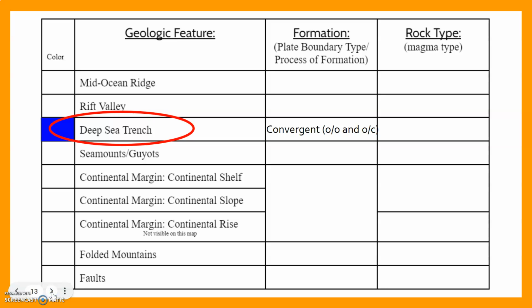Okay, so on the back of the big paper, there is a key. I want you to follow my color coding. So we're going to start with deep sea trenches. They're going to be blue. And then the type of boundary they form is convergent. And I put OO/OC because that's ocean-ocean and ocean-continent, just so you can see what types. We're going to do magma type later, rock type. And we're not going to do all of these features because not all of them are plate boundaries, but we will eventually add them in when we get to oceanography.